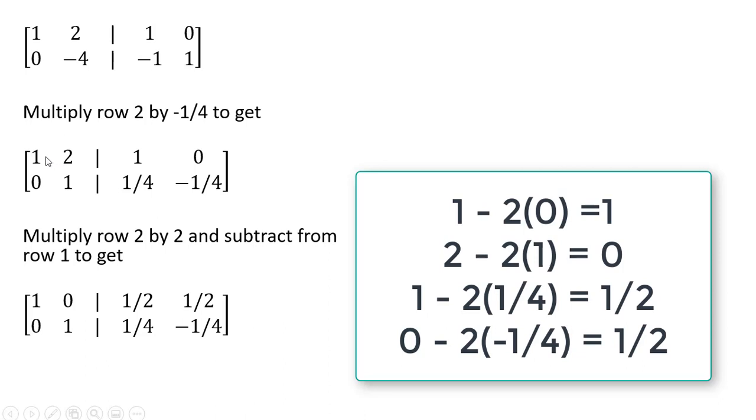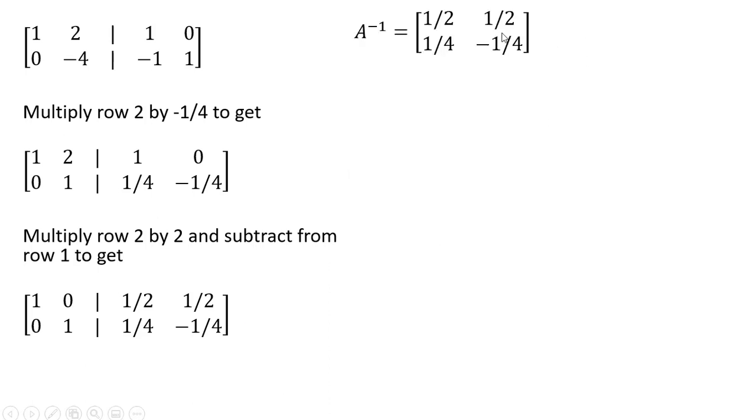So 1 minus 0 times 2 is just 1. 2 minus 2 times 1 is 0. 1 minus 2 times 1/4 will just leave us with 1/2. 0 minus 2 times a negative 1/4 will leave us also with 1/2. And now we're basically done. The inverse of our coefficient matrix is what is left over here on the right-hand side.